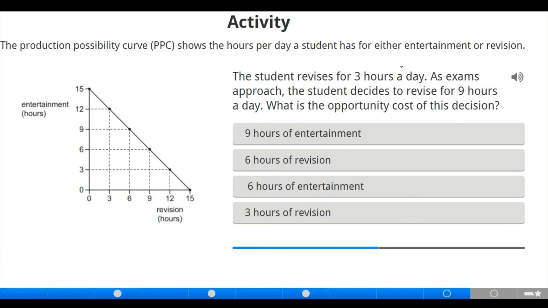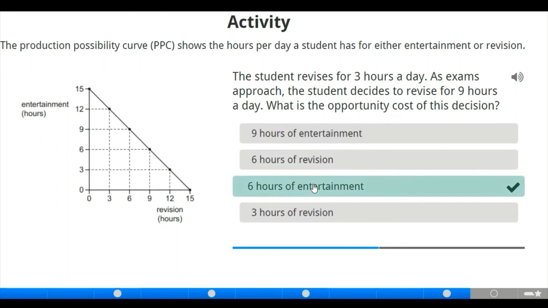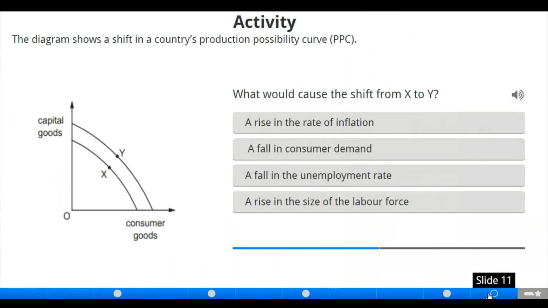That's a good question. Is it 9 hours of entertainment? Is that so? 6 hours of revision? Is that so? That's not the correct answer. 6 hours of entertainment. That's the opportunity cost of this decision. Correct answer. Moving to the next activity.